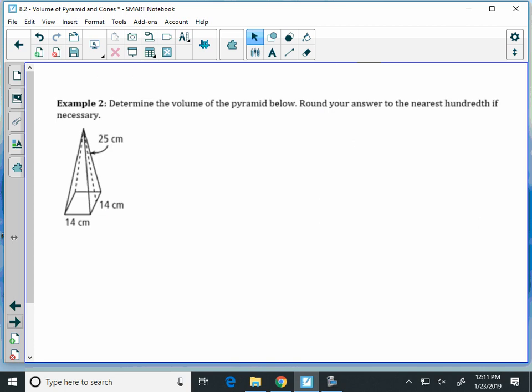If we take a look at example 2, it says determine the volume of the pyramid below. Round your answer to the nearest hundredth if necessary. I don't know why that's written there. Shouldn't have to, but let's go ahead. We have a pyramid, so I'm going to write down that formula over here.